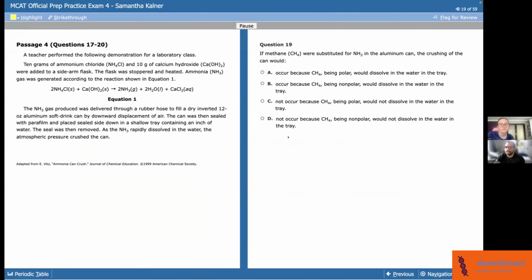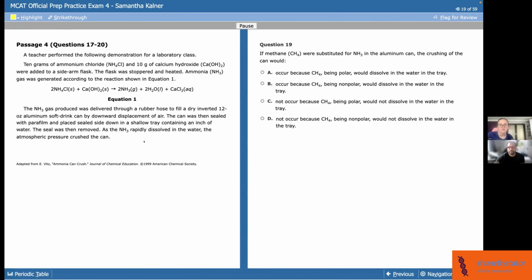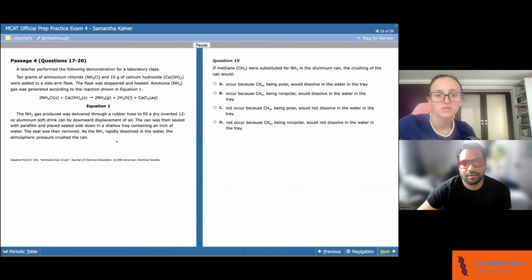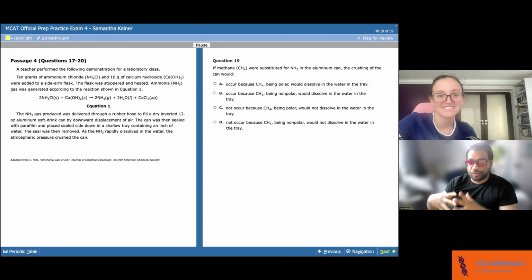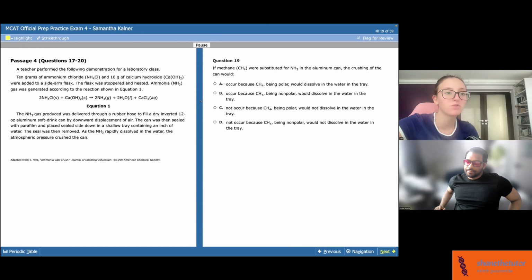If methane were substituted in the aluminum can, the crushing can would... CH4 is polar, right? Because H has the partial positive. So C has 4 bonds to hydrogen, so they should all be pulling. Oh, because it's 4, it's neutral. That makes it non-polar. So C and A are wrong.